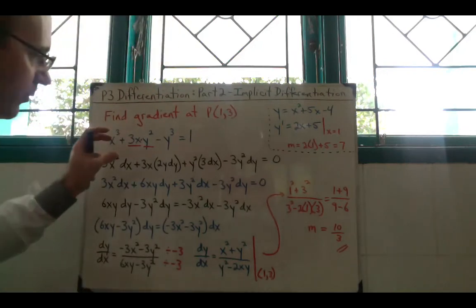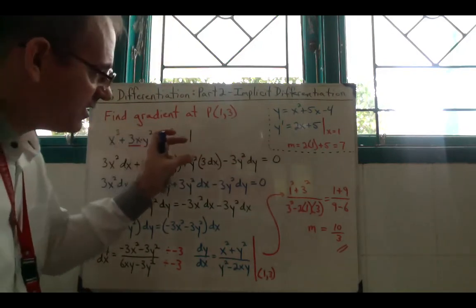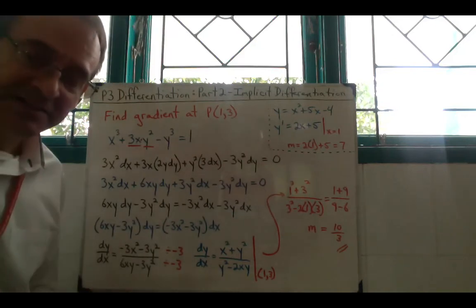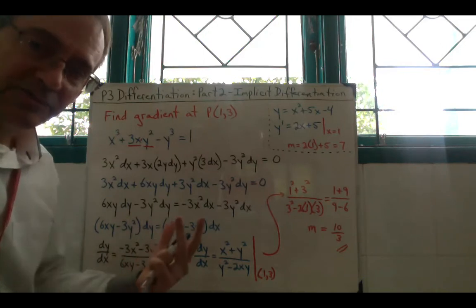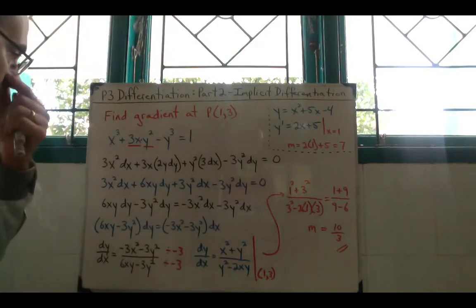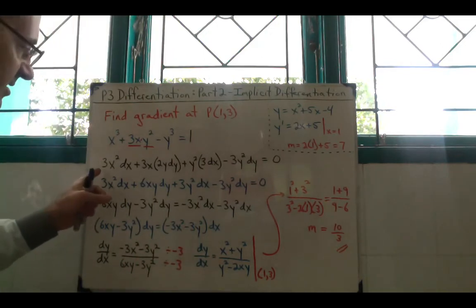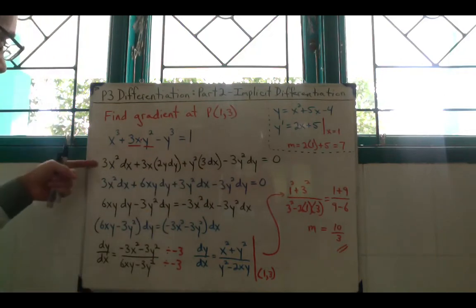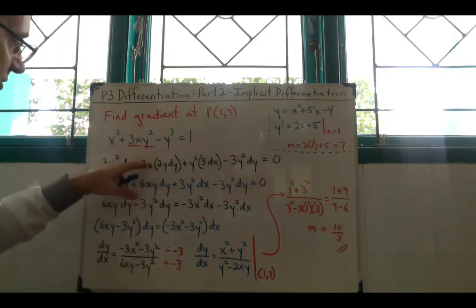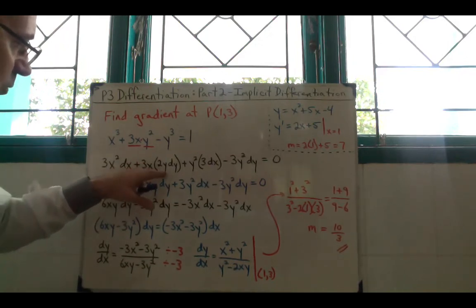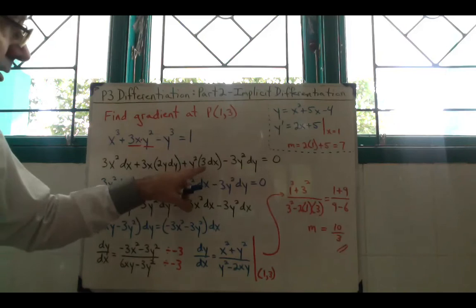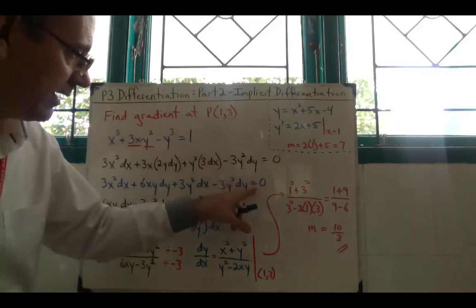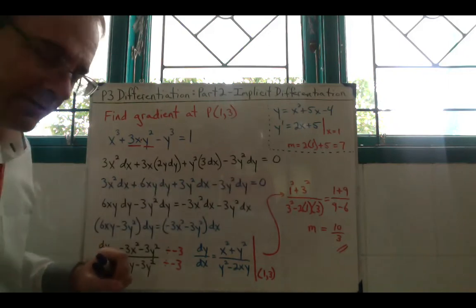Okay. Now that we've done the implicit differentiation and kept track of the differentials, we're going to start separating out our dy's from the dx's. But first, let's simplify because we have some multiplication in here. So we get 3x squared dx. Here, 2 times 3 is 6xy dy. And then here we have a 3y squared dx, and our minus 3y squared dy equals 0. So we just simplified it a little bit.